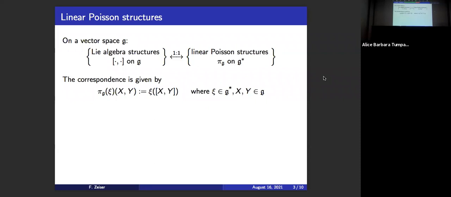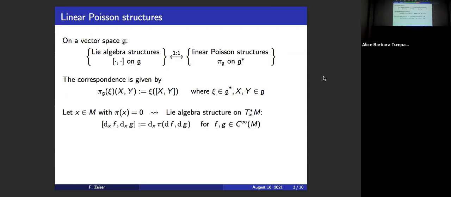So now, how does this come into play for Poisson structures which vanish at the point? For this, we take a manifold and a Poisson structure which vanishes at the point. Then what one obtains is a Lie algebra structure on the cotangent space of this point, which is given by this formula.